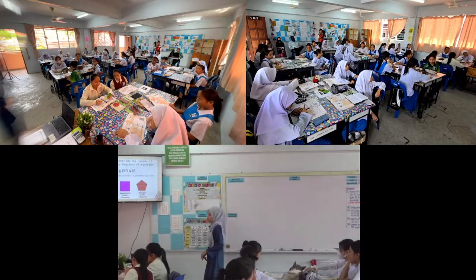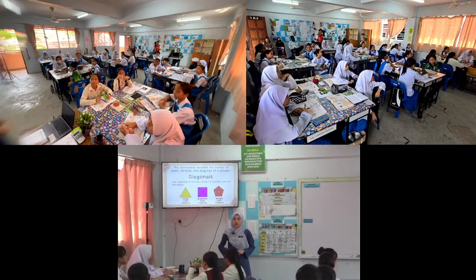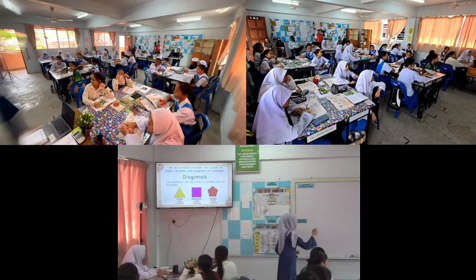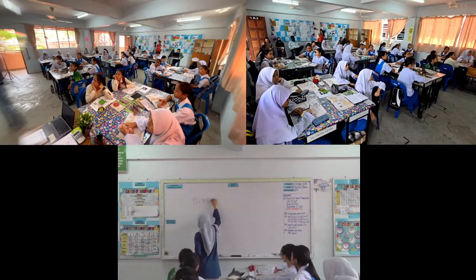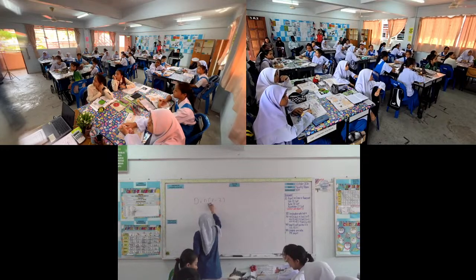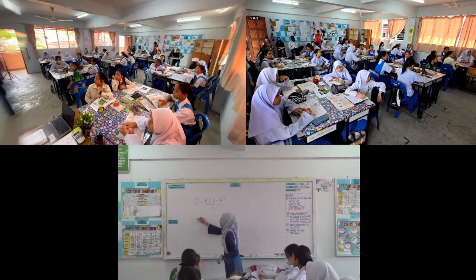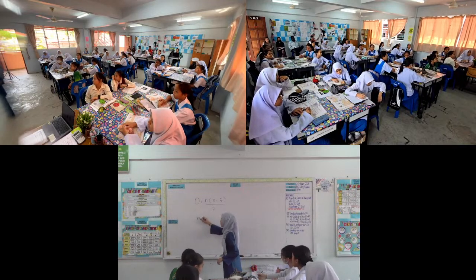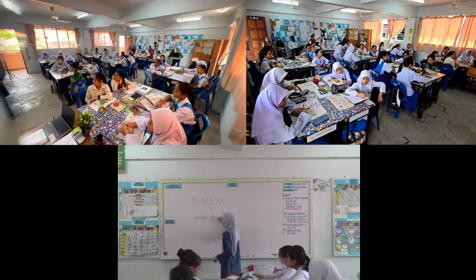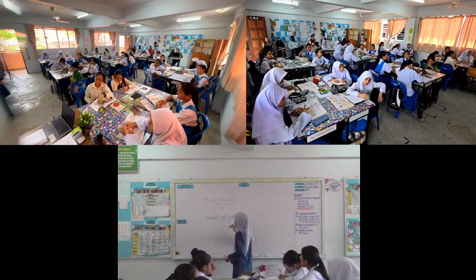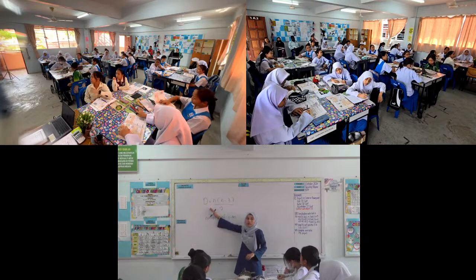For you to count the diagonals, we have a formula. The formula is n(n minus 3) over 2. What is n here? n is the number of sides. So from the number of sides, we can know how many diagonals that polygon has.